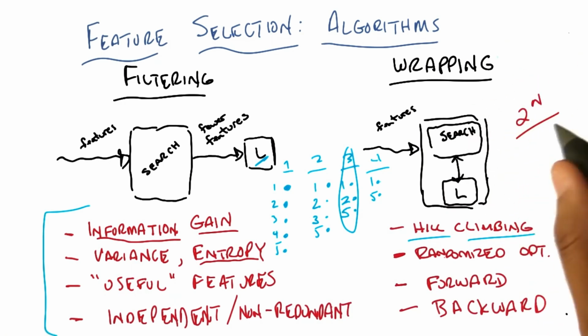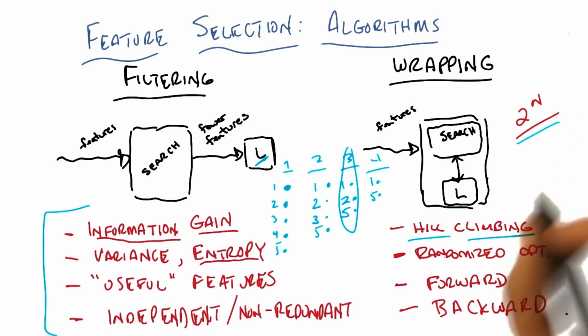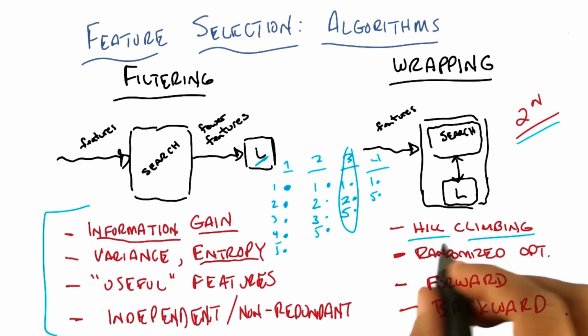And then you just simply have a question of how to deal with the exponential search problem by doing, I think in all of these cases, what looks a lot like hill climbing.